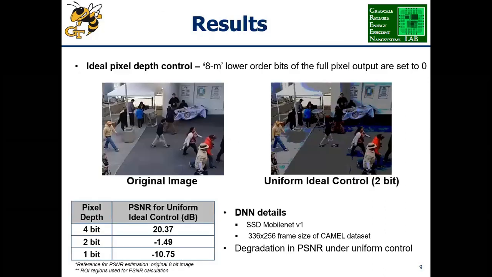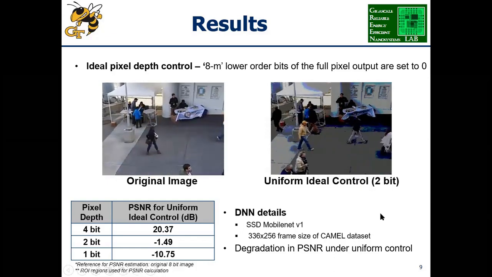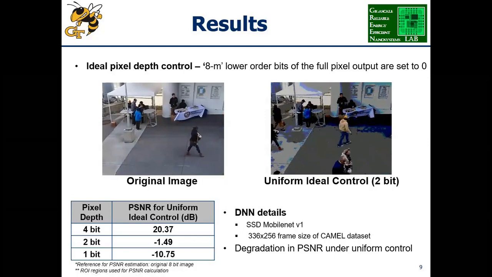First of all, we have presented some sample videos with frames which demonstrate the effect of depth control. A bit of terminology: ideal pixel depth control, or M-bit ideal pixel depth control, refers to the case where the 8 minus M lower order bits of a full 8-bit pixel response are set to 0. Given an input original sequence of frames, if we apply uniform ideal control to all the pixels, this is what the resulting sequence of frames looks like.